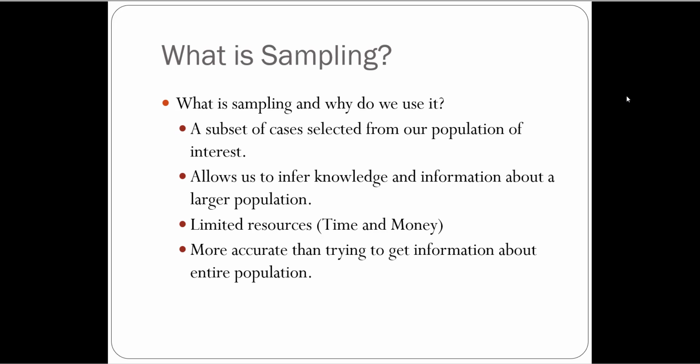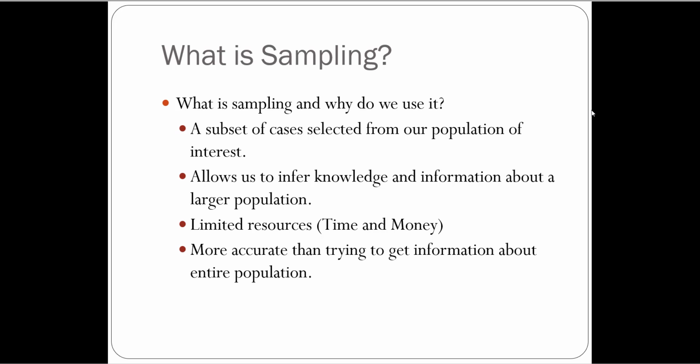This is going to save us time and money because then we don't have to go out and collect data on every single case in our population. We can infer or generalize about our population from this smaller sample. And this ends up being more accurate than trying to get information about the entire population.